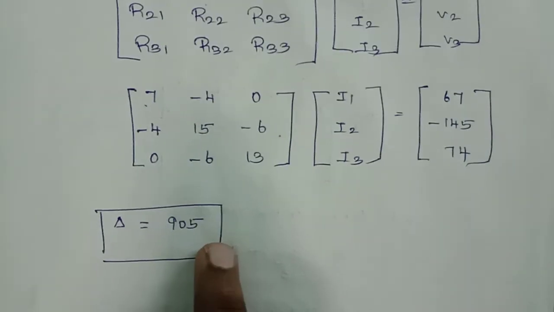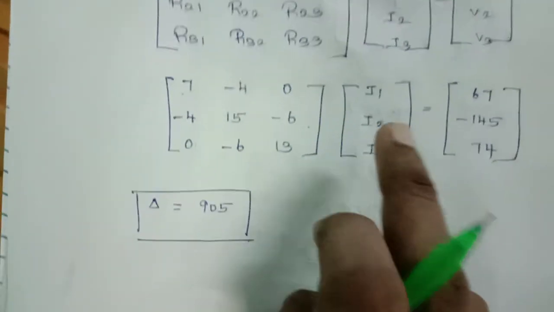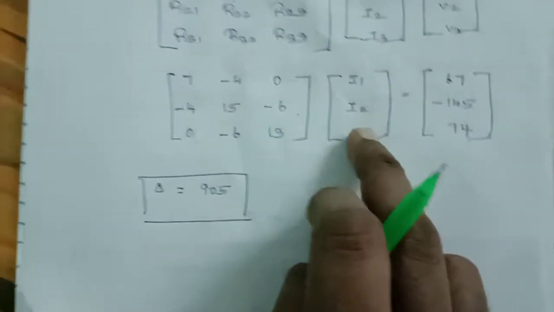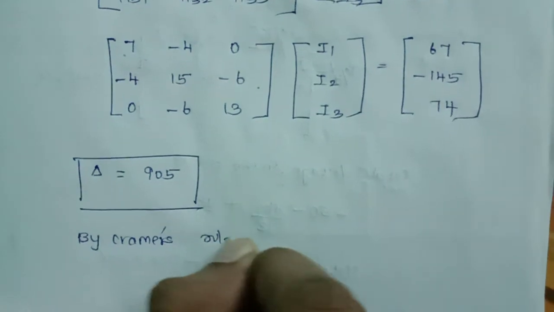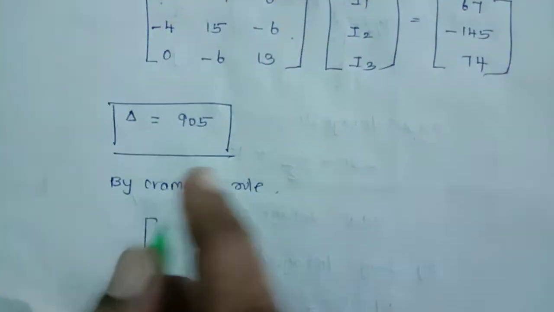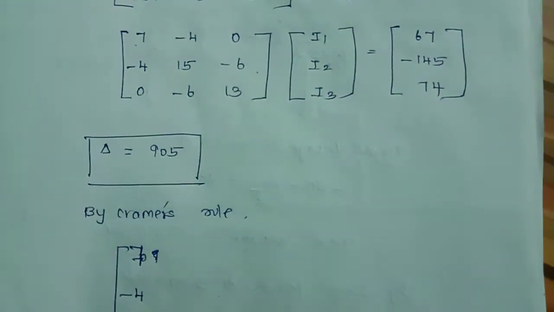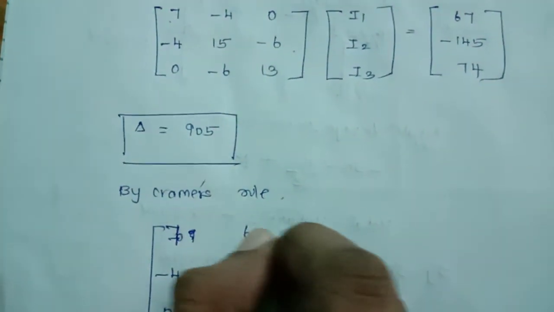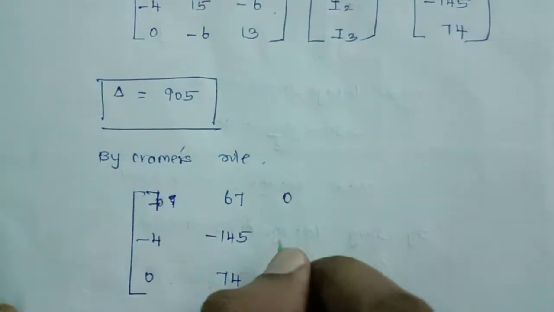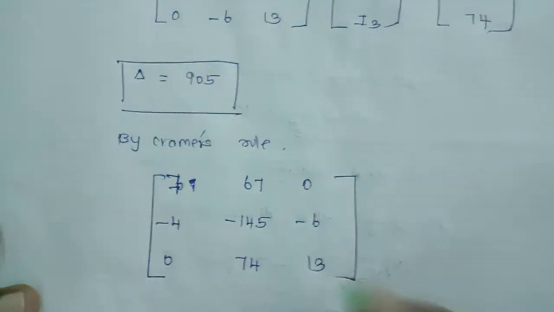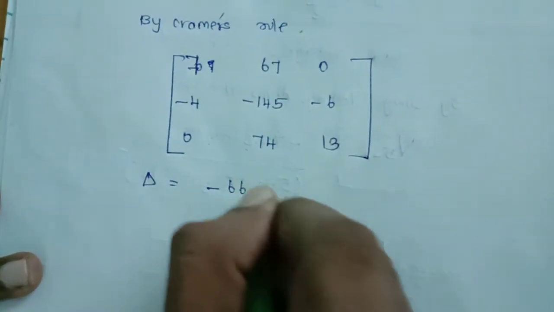I calculate delta as 905. Now I am going to take I2. I want to calculate I2 because I2 is the current going to flow through the 5 ohm resistor. So by Cramer's rule, instead of this 67, I am taking 7 minus 4, 0. Instead of this place, I am writing 67 minus 145 and 74 is 0 minus 6, 13. If I am calculating the delta again, I will get an answer as minus 6603.